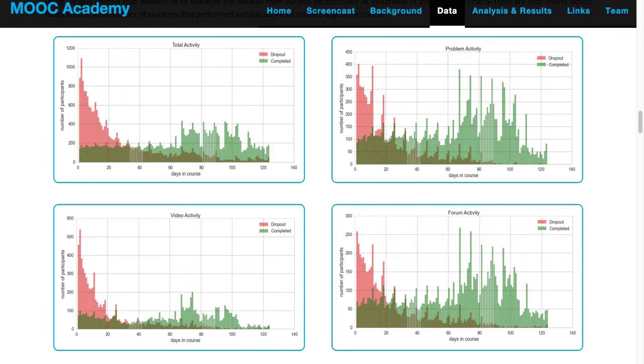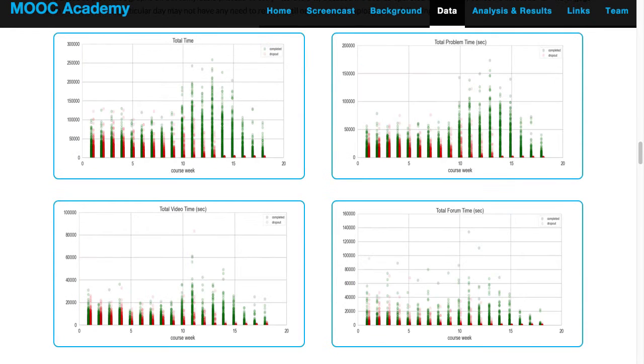In these graphs, you can see the total number of students that performed various activities on each day of the course. For all three types of activities, you can see that for dropouts, activities die off within the first month of the course. You can also see here, around the middle of the course, a sharp increase of forum and problem activity for users who completed the course. We suspect that the increased difficulty of the course at this point accounts for this increase.